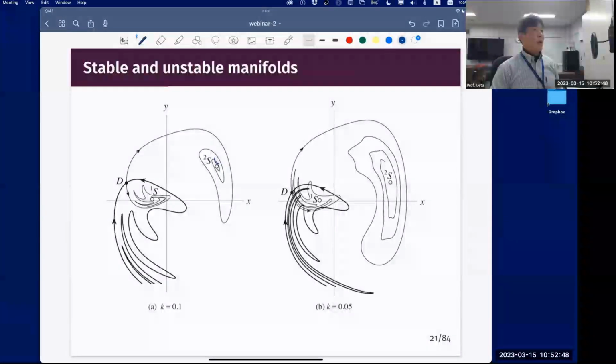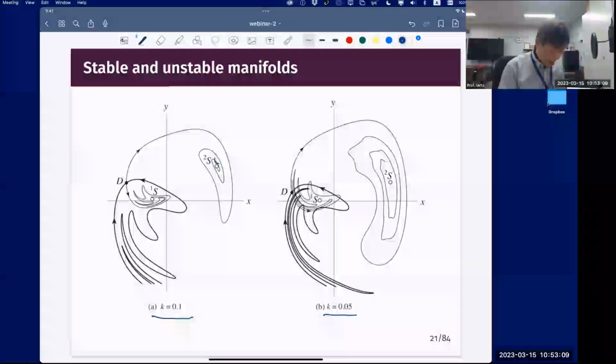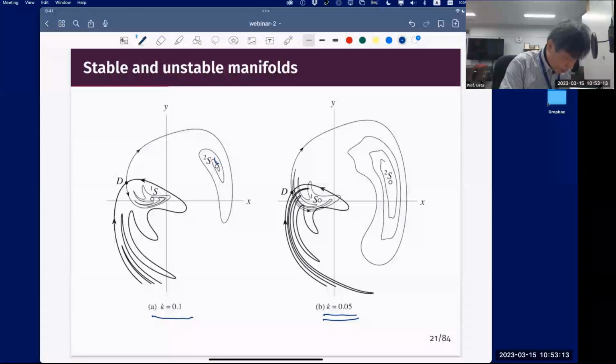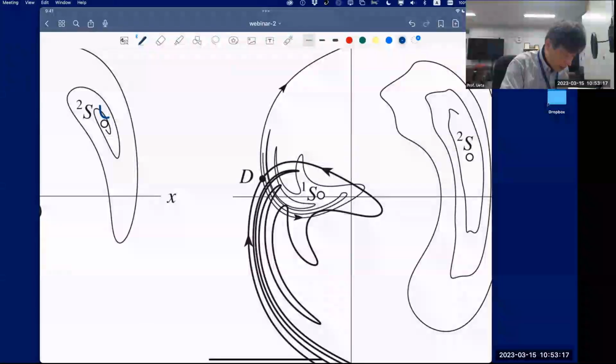Okay, let me check the situation in the computer simulation of the Duffing equation. With these parameter values, the stable manifold and unstable manifold are uncrossing. No intersections. But decrease the value K, and both alpha and omega branches are making intersections.